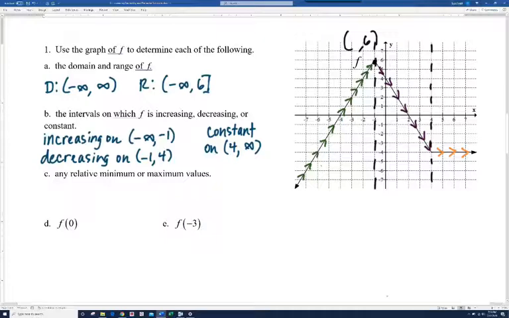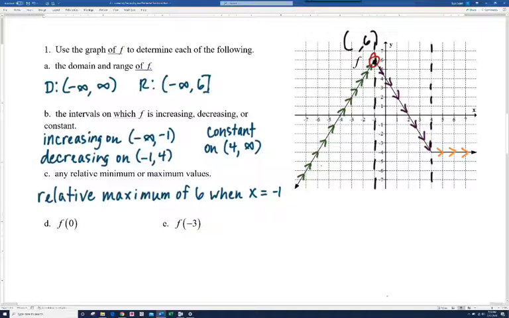Let me change colors here. So any relative minimum or maximum values. Now, none of these are considered minimum values because it would have to be just one point where we have a single minimum value. So there's no relative minimum here, but we do have one up here at the top, and we know it's the y value of that point, and so we do have a relative maximum of 6 when x is equal to -1.